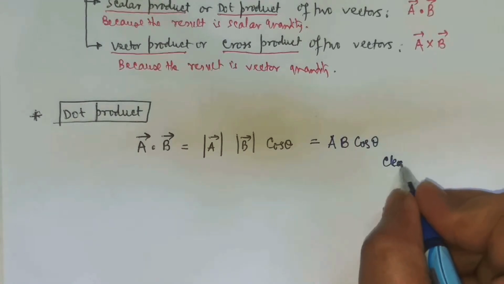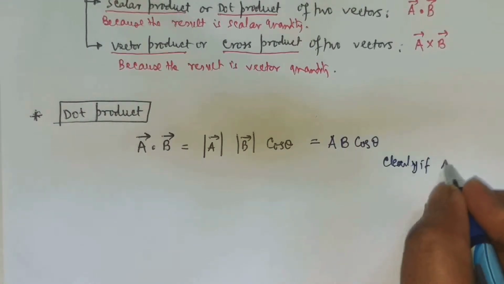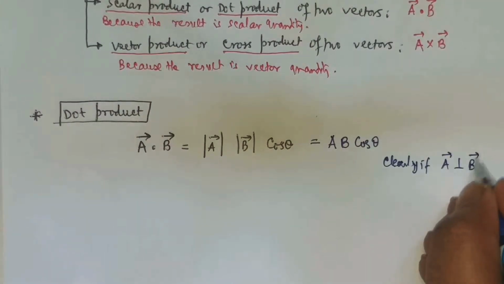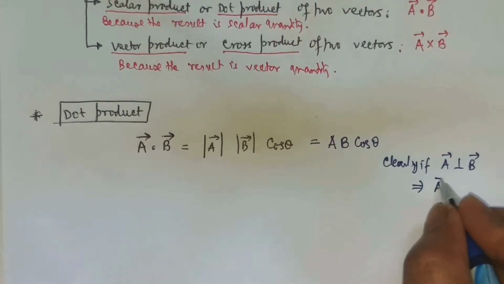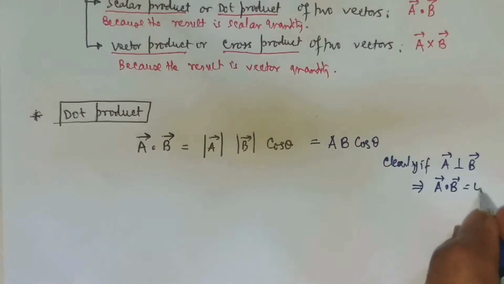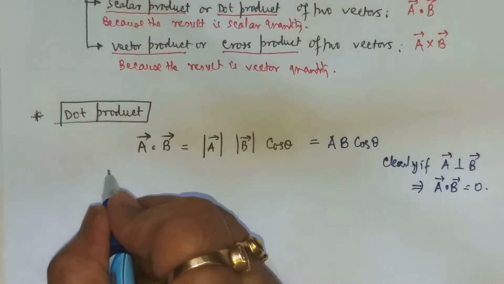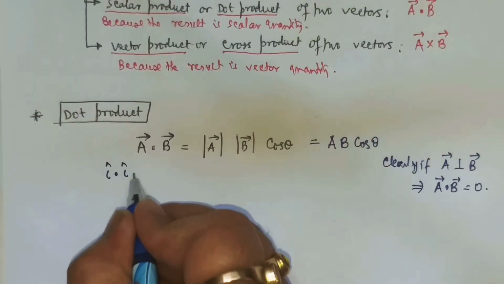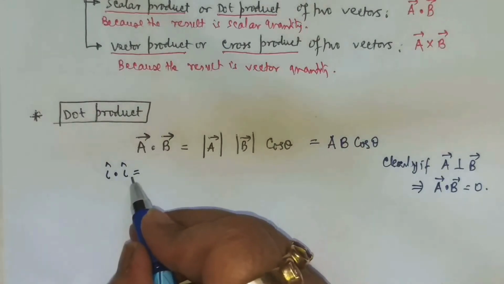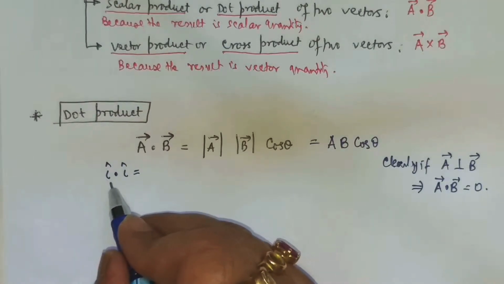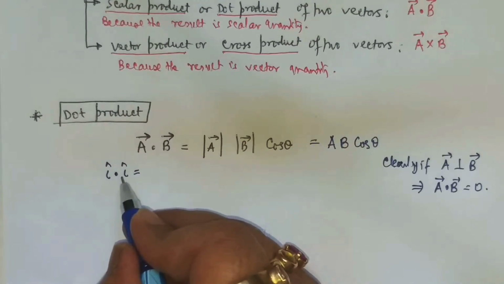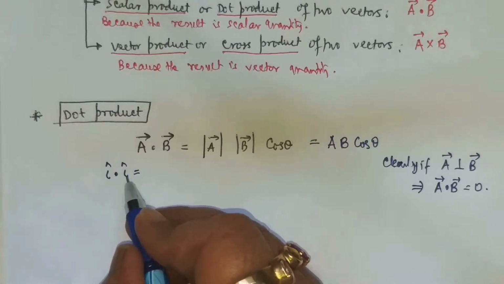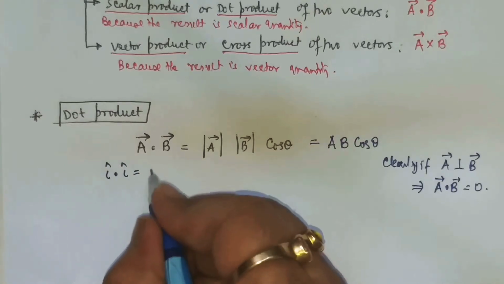So clearly, if vector A is perpendicular to vector B, then theta is 90 degrees, cos 90 is 0, and the dot product will be equal to 0. Therefore, just observe, i dot i, where i is the unit vector along the x-axis, is magnitude of i, which is 1, again magnitude of i, which is 1, into cos 0. Cos 0 is 1. So therefore this is 1.